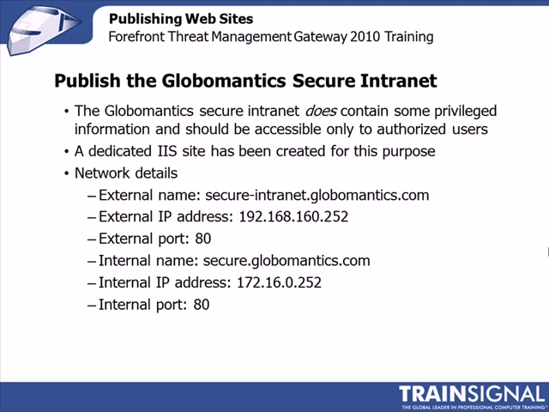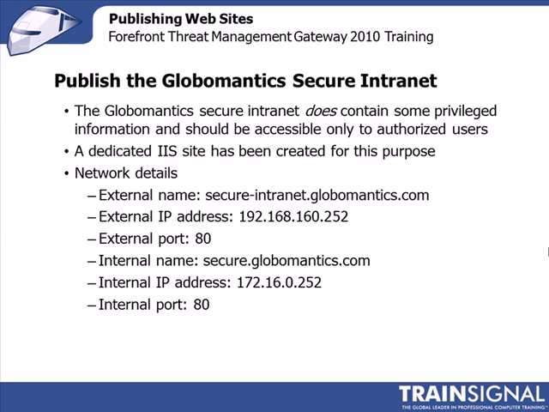In this particular case, we're going to have an external name of secure-intranet.globalmantics.com with an external IP address of 192.168.160.252, and it's going to run on port 80. The internal name is secure.globalmantics.com with the IP address you see on your screen, again on port 80. We're not going to be using SSL to protect this particular site because we'll be getting into SSL in the Exchange lesson when we publish Outlook Web Access, and you'll get an understanding of what it takes to publish an SSL site in Threat Management Gateway.